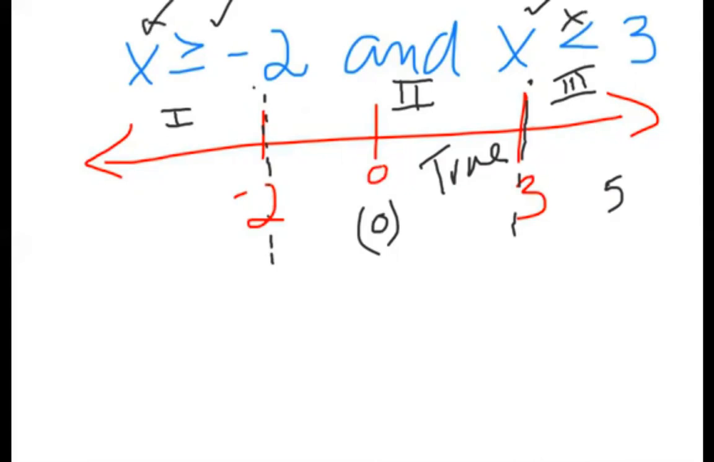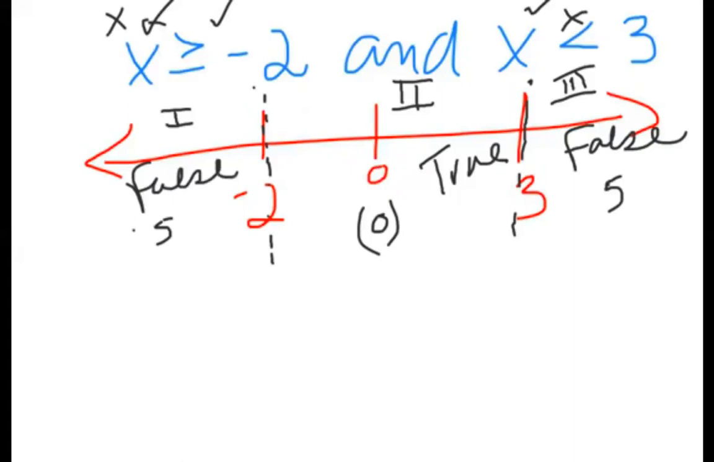So we're going to do the same thing with region 1. We plug in -5 in there. Okay, is -5 greater than or equal to -2? Absolutely false. So you don't even have to go to the other one. You know that's already false. So this means that your solution set is going to be between the -2 and the +3.